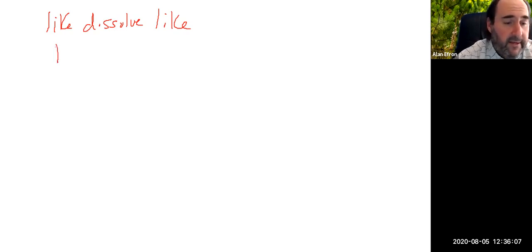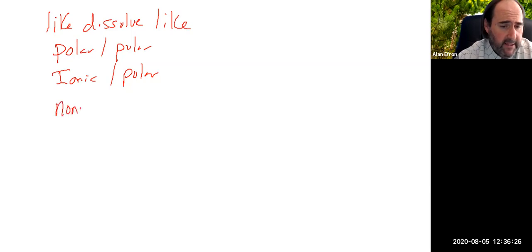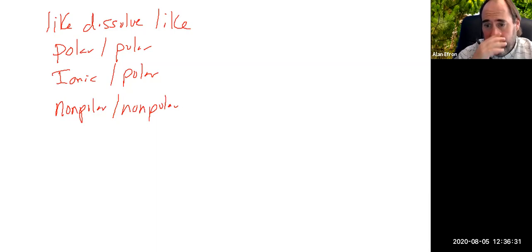So polar things and polar things are good because they could do dipole-dipole and hydrogen bonding. Ionic and polar, also good. They're soluble in each other for the same reason. They could do ion-dipole interaction. Non-polar and non-polar are good in each other. They're both going to use dispersion forces, which makes them work really well with each other.